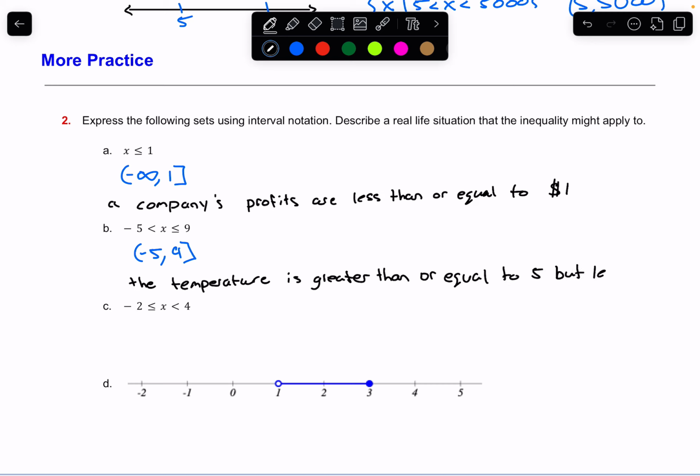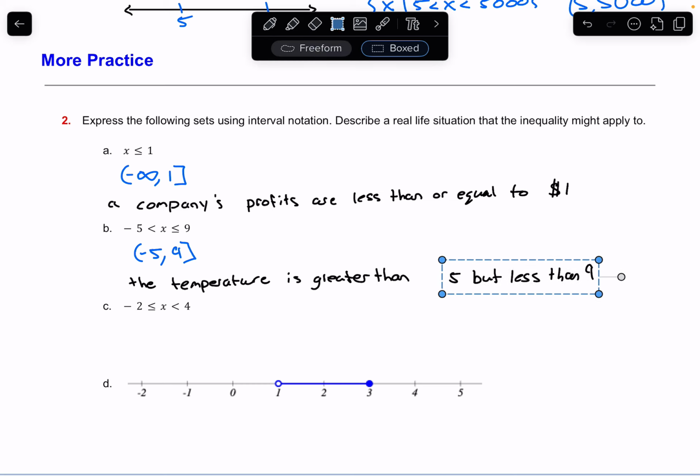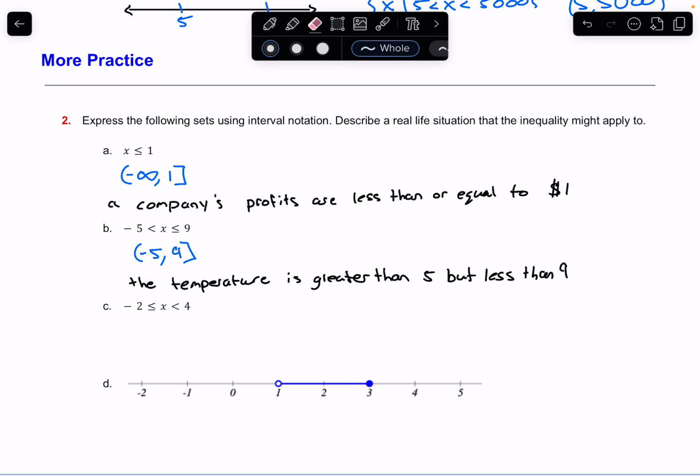Lots of words here. And, oh my gosh, lots of words and I wrote them wrong. So the temperature is, it should just say greater than 5, no or equal to part here. So I've got to take away the or equal to because we're not including 5. So it's not or equal to 5. Let me go ahead and get rid of that. Get rid of the word "to" also. So the temperature is greater than 5, but less than or equal to 9 degrees.